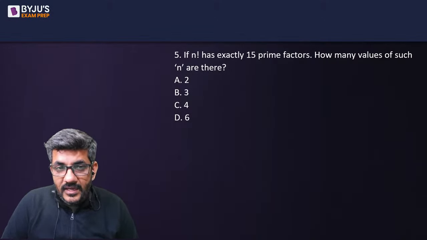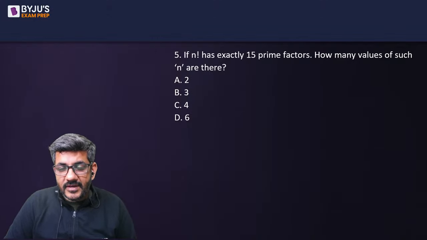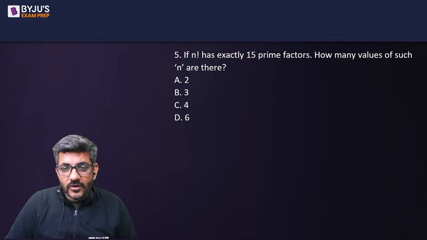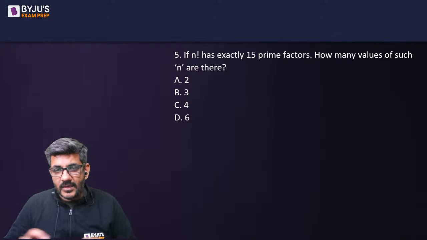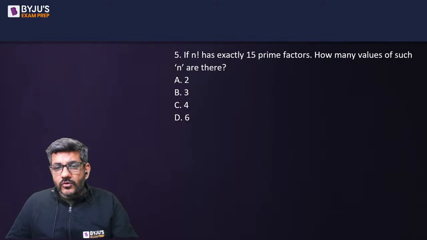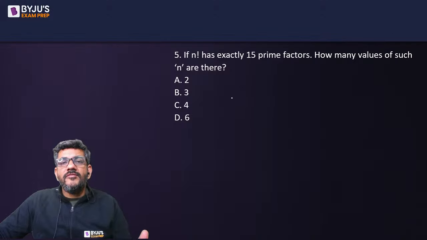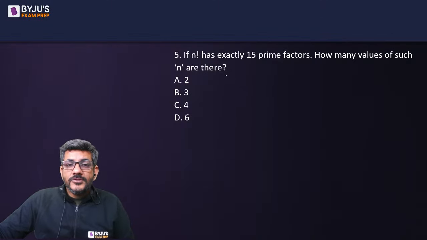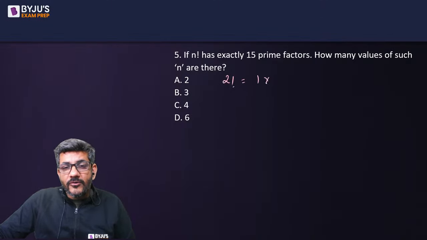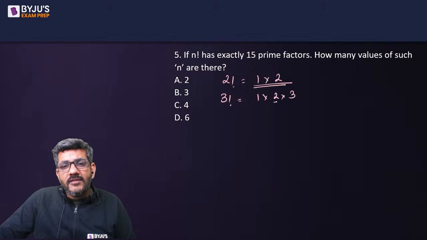N factorial has exactly 15 prime factors. How many values of such n are there? Let's start doing it now. So what is factorial? Factorial is the product of first n natural numbers. So 2 factorial is basically 1 into 2. It will have one prime factor, that is 2. 3 factorial is 1 into 2 into 3. It will have two prime factors, that is 2 and 3. 5 factorial, that is 1 into 2 into 3 into 4 into 5, will have three prime factors, that is 2, 3 and 5.